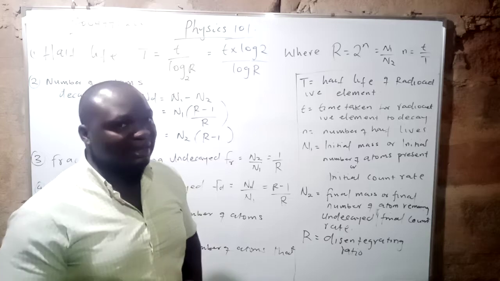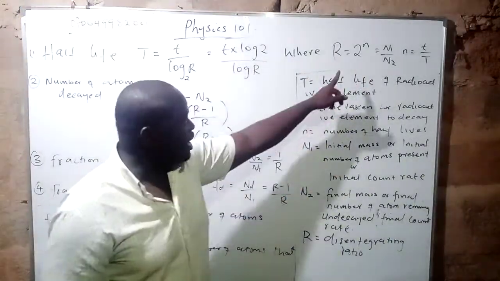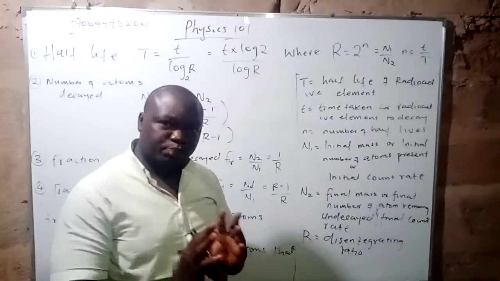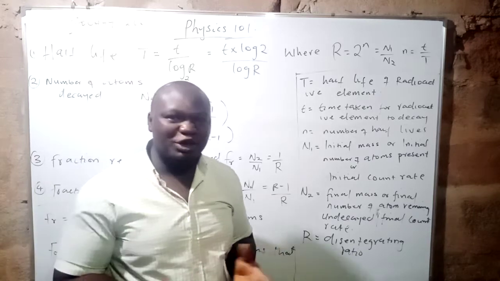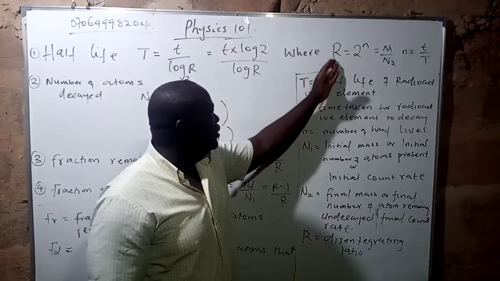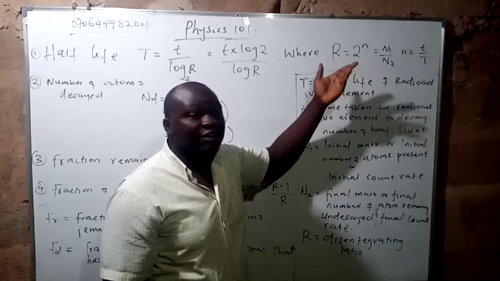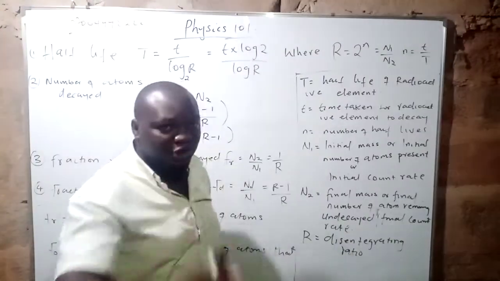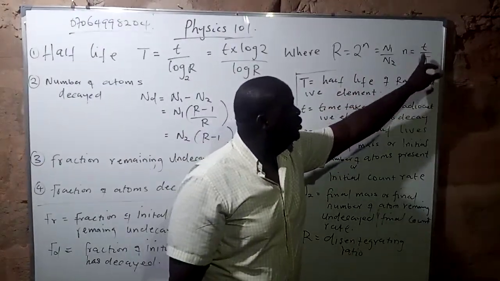It is so easy. Now, your R is 2 raised to the power of n, small n. I've already listed what it means here. I will explain it gradually. Remember, this is part 1 of the video. This is the introduction. Your R is equal to 2 raised to the power of n, and another formula for R is capital N1 all over N2. Please note that your small letter n is t all over capital T.